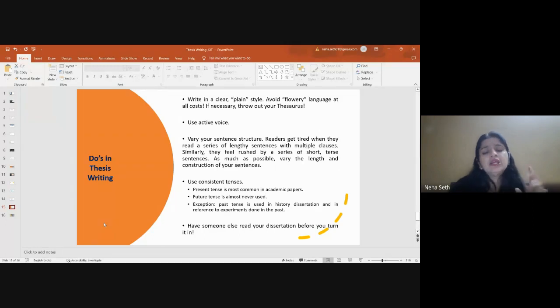Then use a consistent tense. It's better to write your thesis in present tense. This is the most common tense used in academic writing, whether you are writing your thesis or an academic paper. Future tense is not used at all, so it should be avoided at whatever cost. Past tense is generally used for some kind of historic work which has already happened, or some experiment that was done in the past and now you are just jotting it down. So it's better to focus on present tense when we are doing our writing work.